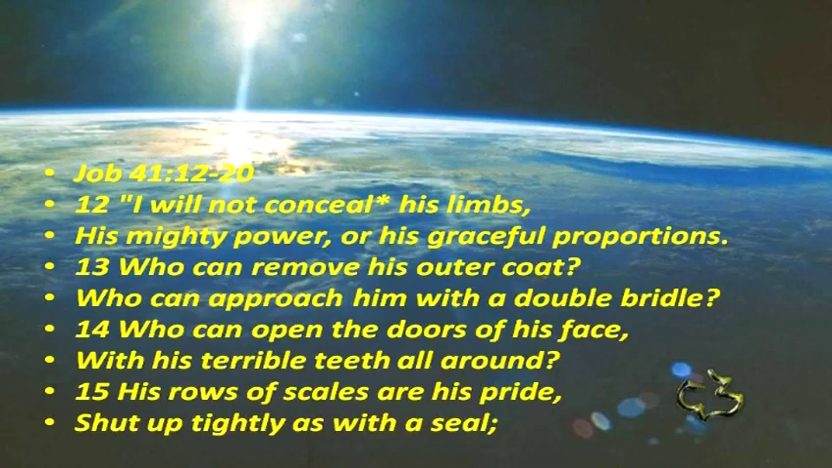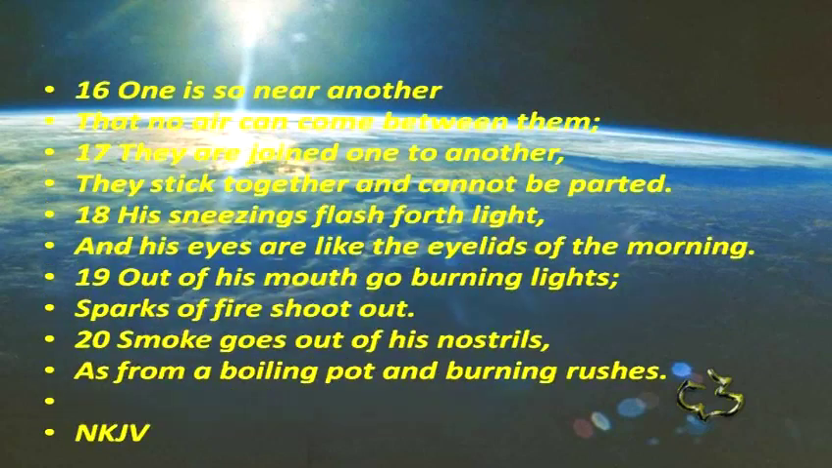In Job, again debating with God, God says to him in Job 41:12, "I will not conceal his limbs," speaking about Leviathan. By the way, some commentators believe that this is a description of an alligator or crocodile. You tell me if this sounds like that's what's being described. "His mighty power or his graceful proportions. Who can remove his outer coat? Who can approach him with a double bridle? Who can open the doors of his face, with his terrible teeth all around? His rows of scales are his pride, shut up tightly as with a seal. One is so near the other that no air can come between them. They are joined one to another. They stick together and cannot be parted.